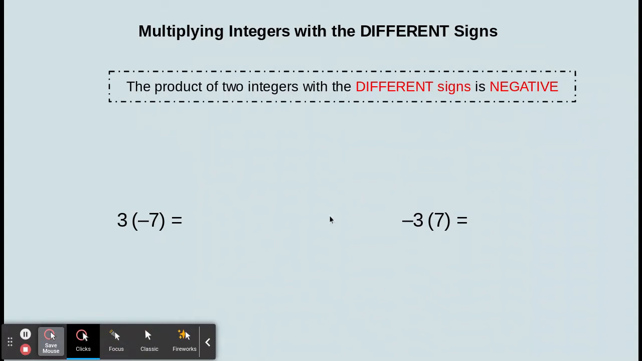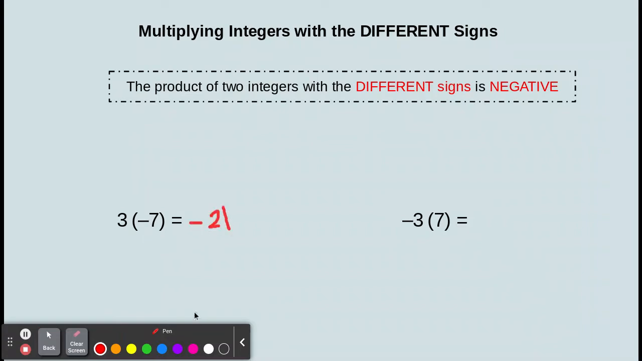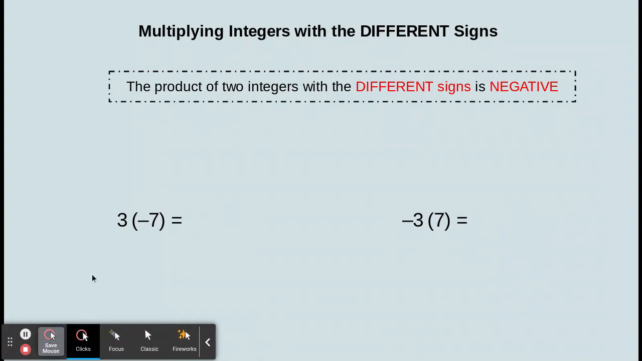Okay, multiplying integers with different signs, meaning one's positive and one is negative. When we do that, different signs means your answer, or the product, is going to be negative. So 3 times a negative 7 is a negative 21. The same goes for this. If this is a negative 3 and this is a positive 7, different signs means the answer must remain negative. Same signs, positive. Different signs, negative.